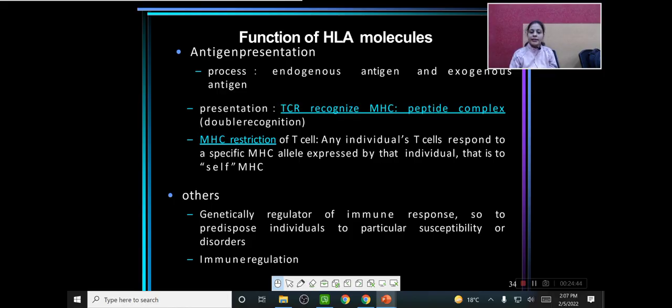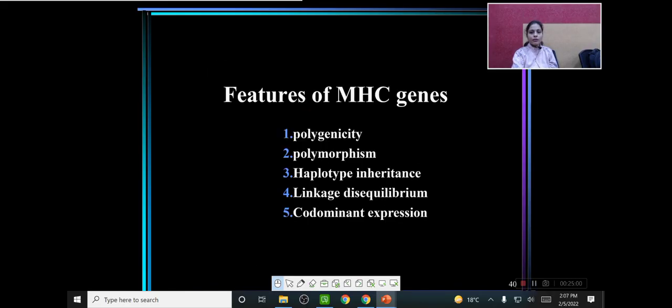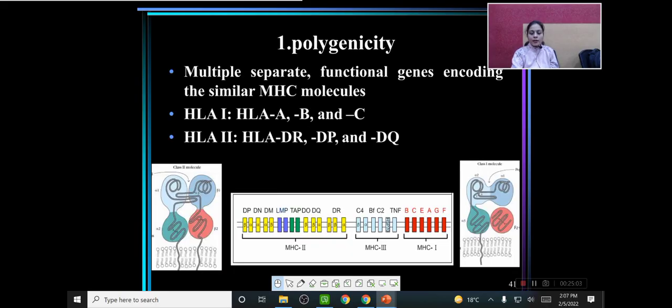The other function is as a genetic regulator of immune response, so it predisposes individuals to particular susceptibility or disorder. They also help in immune regulation.